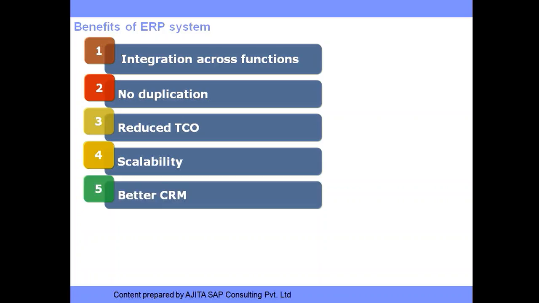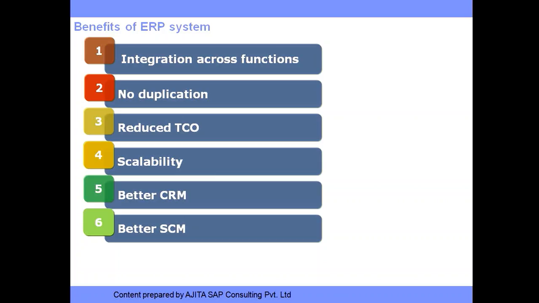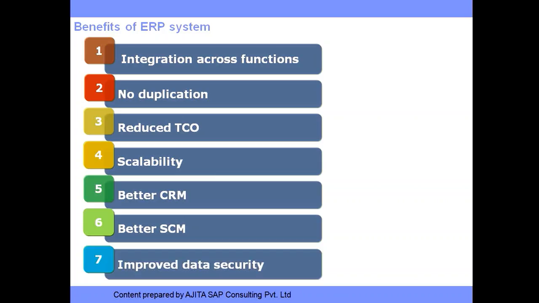So better CRM, you can have good customer relationship management and supplier relationship management, and improved data security, of course, because it also comes with its own features where you can have a good amount of data security, authorization controls, etc. So these are the benefits of ERP system, why any organization would go for or look for an ERP system for its system maintenance.